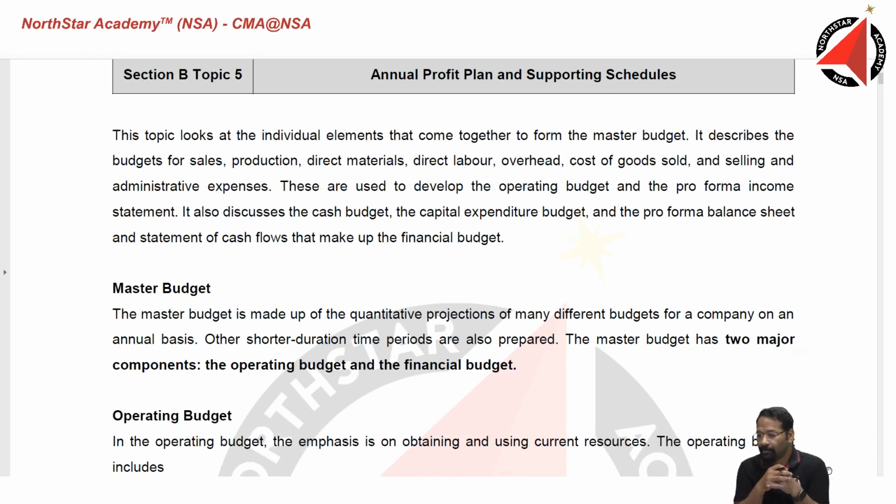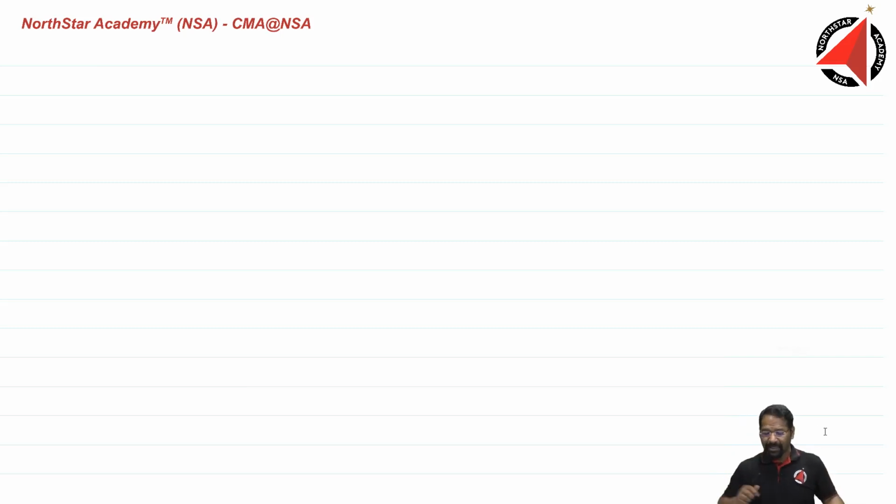Now, this topic looks at the individual elements that come together. Now, come to the next part. A company may have just one department, or it can have multiple departments. What do you think? Just one department or multiple departments? Of course, it will have multiple departments.